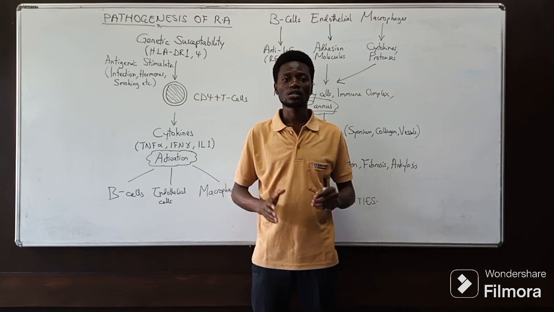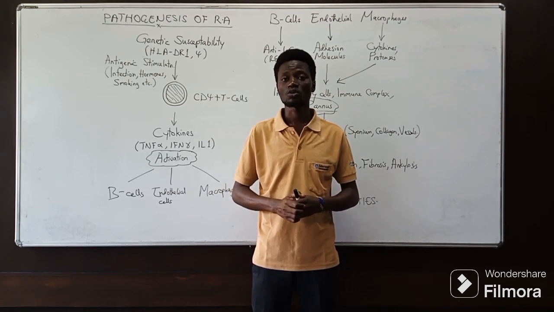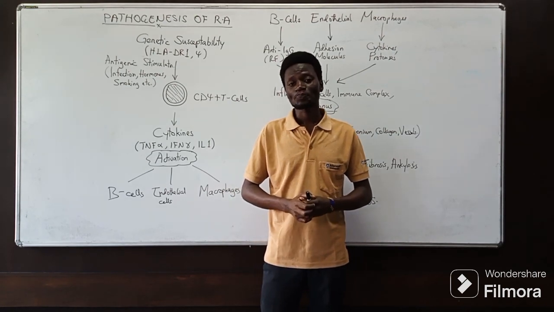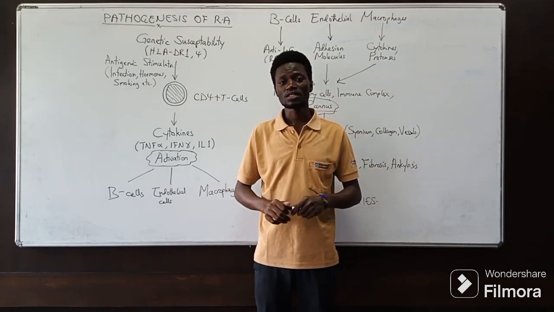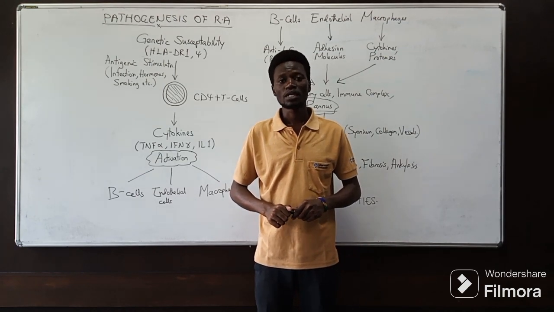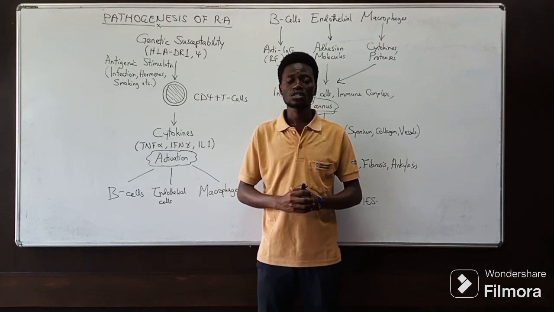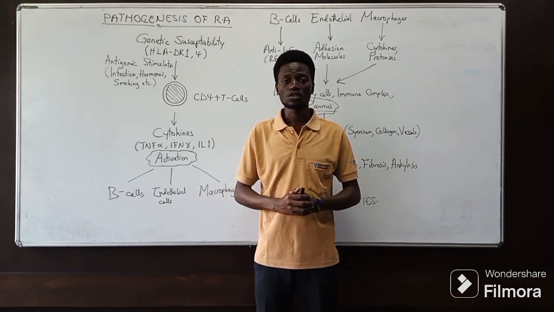Also, we can indicate by presence of normochromic, normocytic anemia. And again, if there is elevation of anti-cyclic citrullinated peptide antibodies. So that is all for the diagnosis of rheumatoid arthritis.